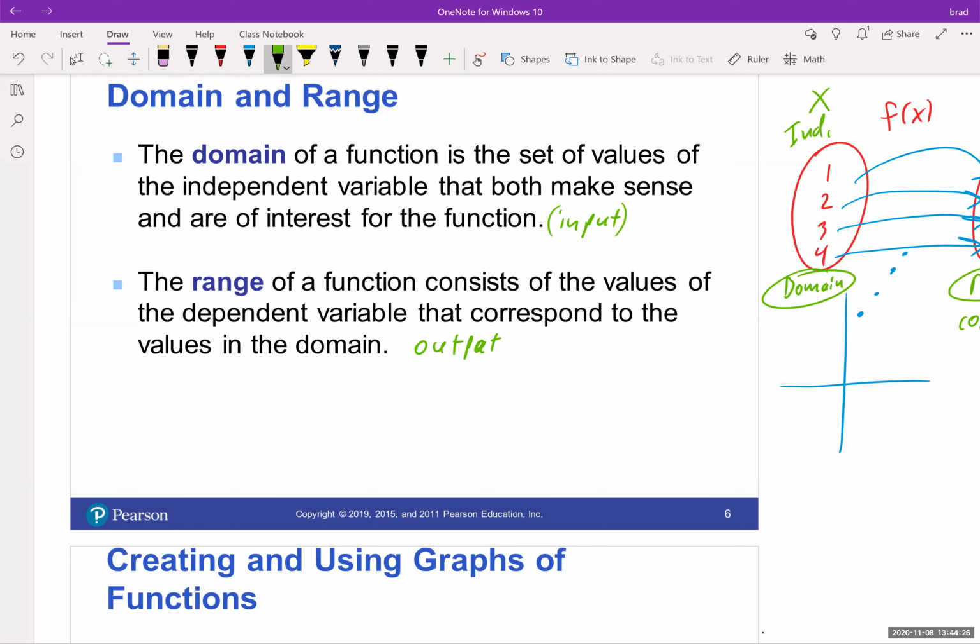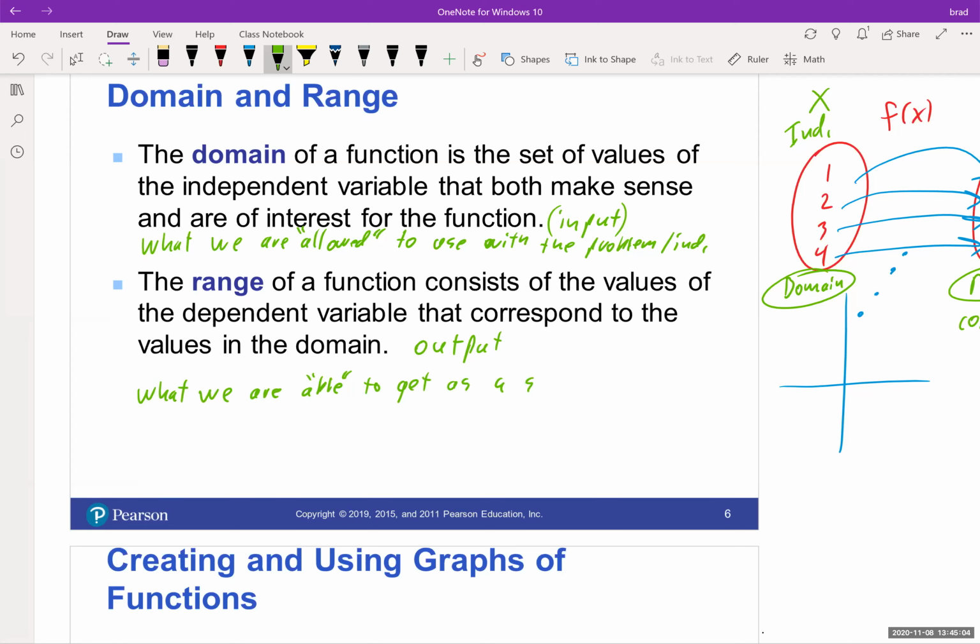So also you can think about this as what we are allowed to use with the problem, the independent variable. And this is output. Another way to think about this is what we are able or allowed to get out as a result from the function. And this is normally the dependent.